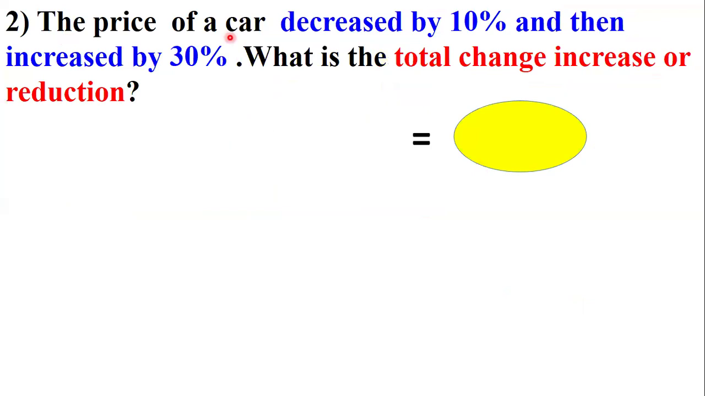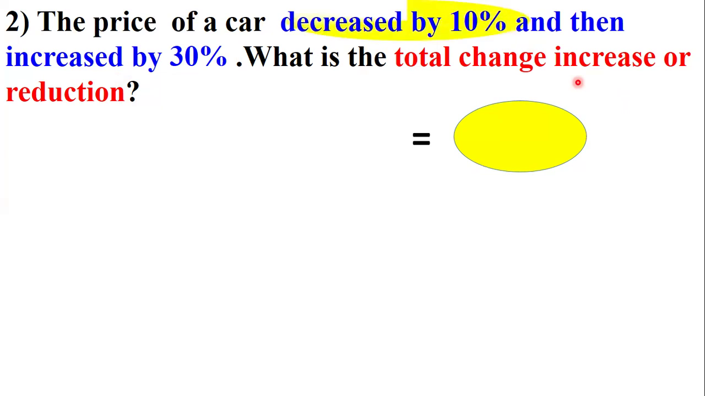The price of a car is decreased by 10% and then increased. So the first is decreased, then followed by an increase. So the price of a car is decreased by 10%, then increased by 30%. Therefore, this is a compound percentage. So we need to determine whether the change will be an increase or a decrease. So first we need to calculate.